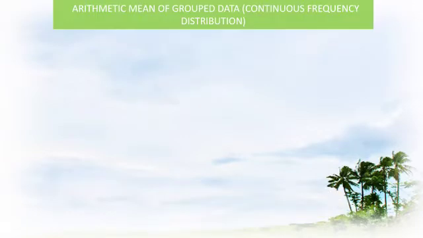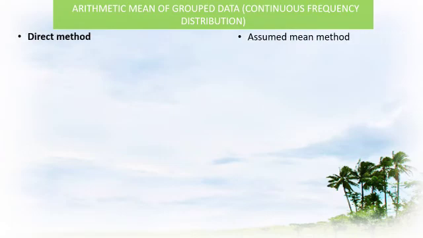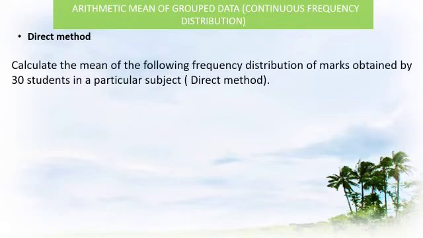In class 10, we are going to study how to find the arithmetic mean of grouped data. We will use two methods to find the arithmetic mean. The first method is the direct method. The second method is the assumed mean method. In this video, we will study the direct method. For that, let us take an example.